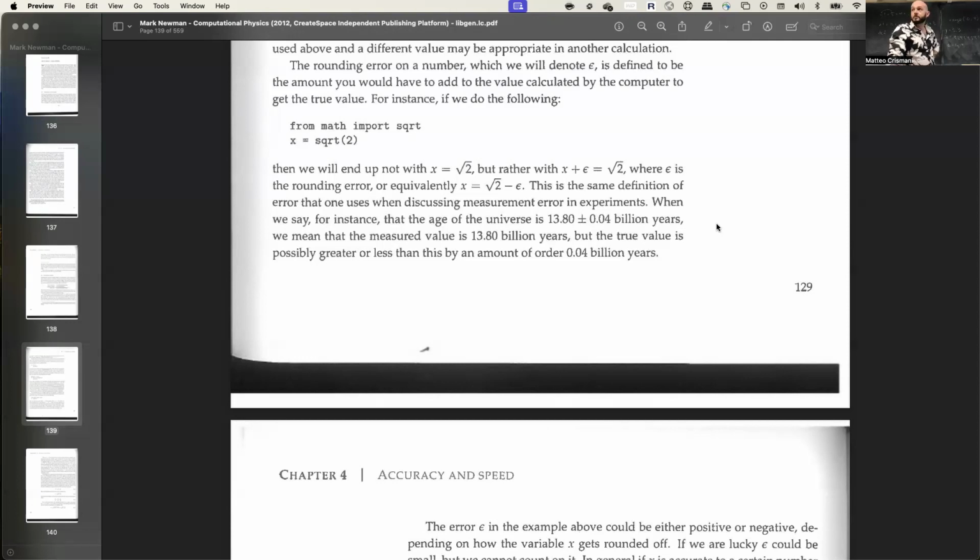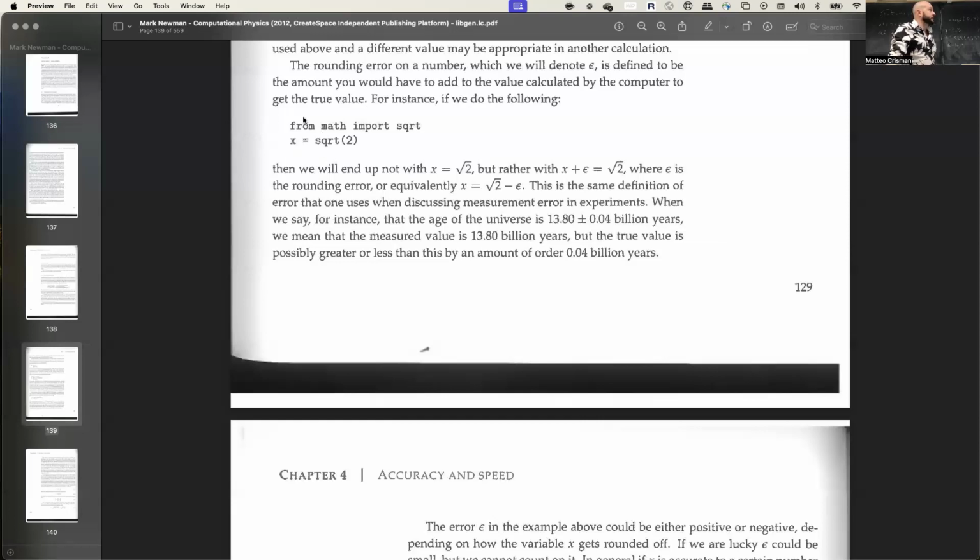And it turns out that in the real world, this is the same definition for the rounding error in mathematics experiments. For example, like the age of the universe being 13.8 plus or minus 0.04 billion years. It'll give you that same type of error, where the epsilon would be that error. Okay, so let's pause here for 1 second.